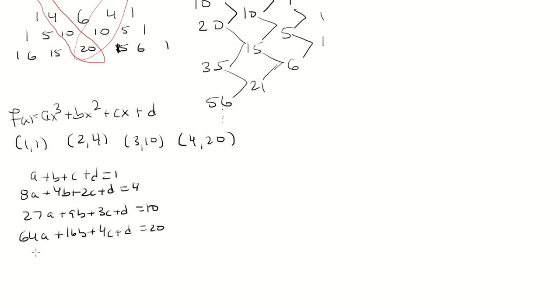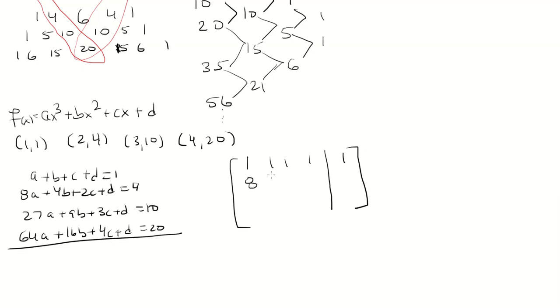Now in order to solve this, you would have to use row reduced echelon form. I will skip the steps, but basically you would have to write out a matrix. The coefficients of the matrix are 1, 1, 1, 1, and 1. Then 8, 4, 2, 1, 4. Then 27, 9, 3, 1, 10. Then 64, 16, 4, 1, 20. And the idea is to get all of this down here to be all zeros.